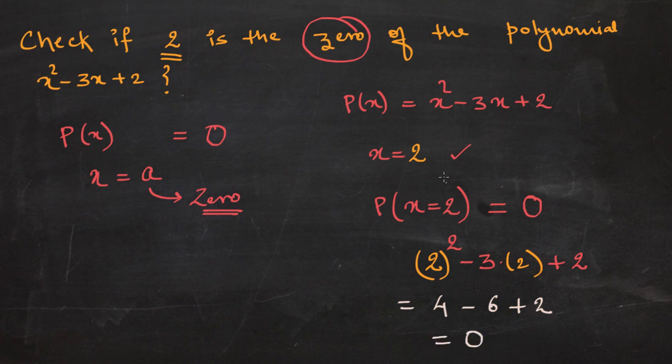Which means that the moment we substituted 2 in this polynomial, the value of this polynomial became 0. Hence, this condition is satisfied. Hence, we can say that this 2 is indeed the 0 of the given polynomial x square minus 3x plus 2. So I hope now you have a very clear picture of what we mean by 0 of a polynomial.